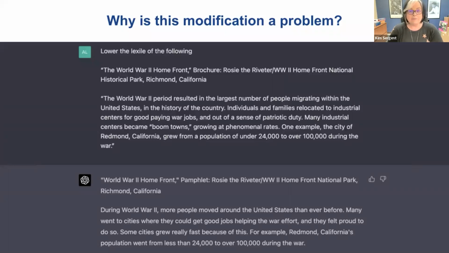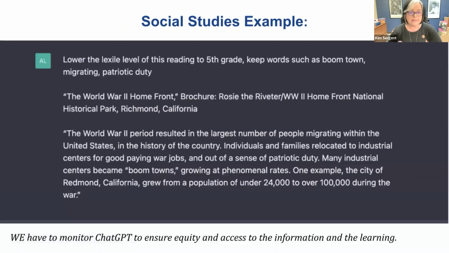I need that because, for one thing, if we're going to have equal access to the information and to the learning, and that's a requirement across the board for every student, especially when we think about universal design for learning, I've got to make sure my kids have access, because those words come from our standards. So if I want to make sure those kids are going to hit that, what I'm going to do next is type in, lower the lexile to 5th grade, but keep the words boomtown, migrating, and patriotic duty. Migration is a concept within geography, boomtown is a concept within economics, and patriotic duty is a concept within our civic standards.